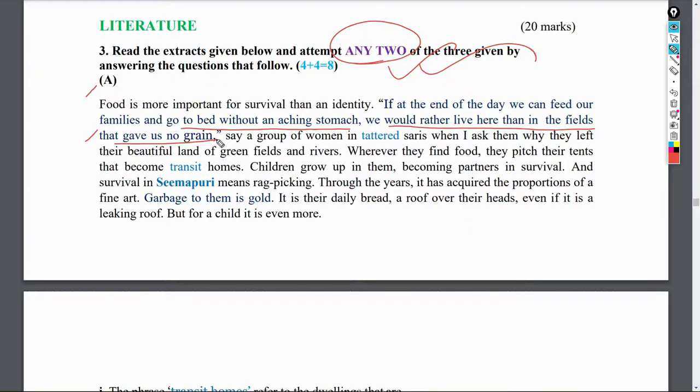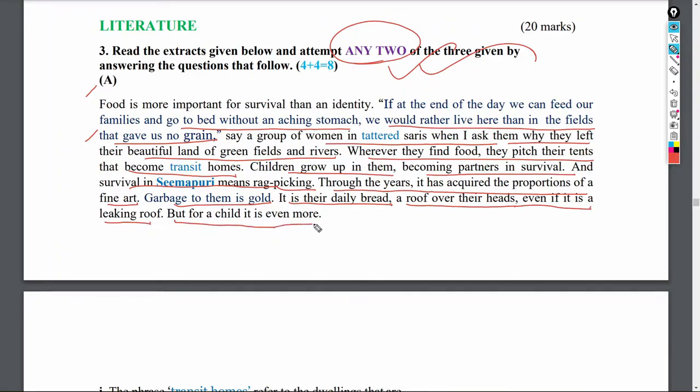Let us continue. "I saw a group of women in tattered sarees. When I asked them why they left their beautiful land of green fields and rivers, whenever they find food they pitch their tents that become transient homes, children grow up in them becoming partners in survival, and survival in Seemapuri means rag picking. Through the years it has acquired the proportion of a fine art. Garbage to them is gold. It is their daily bread, a roof over their head, even if it is a leaking roof. But for children, it is even more."